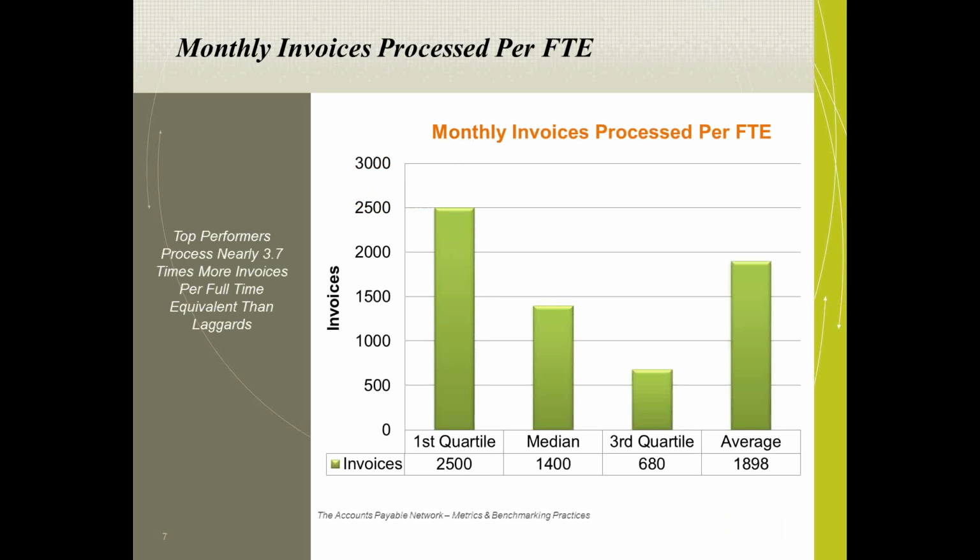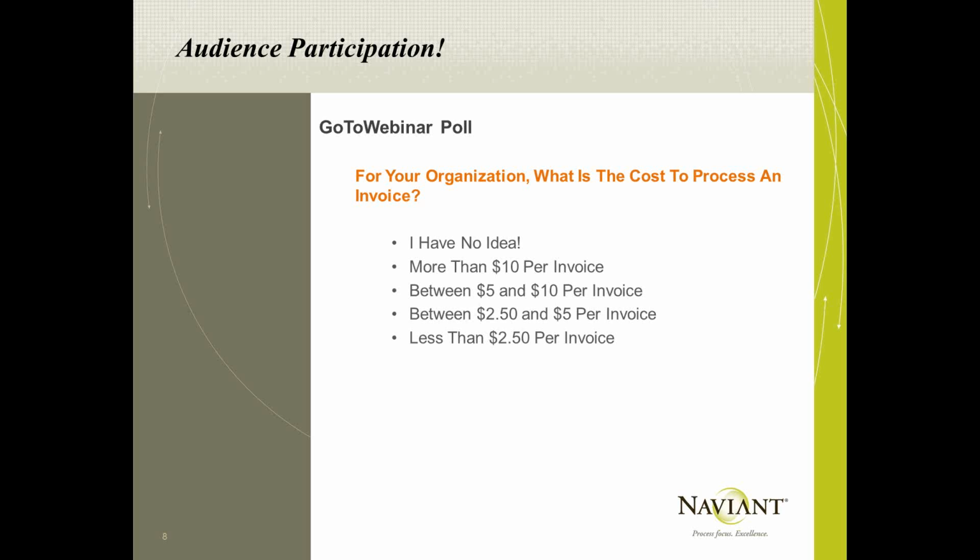Let's take a look at the survey results that came back from the Accounts Payable Network. You can see here they break things into a few different quartiles, and we're trying to follow that here. The first quartile would be those organizations considered to be best-in-class performers. The median is obviously the middle of the pack. The third quartile would be those laggards. You can see those best-in-class organizations are processing approximately 2,500 invoices per FTE on a monthly basis. Compare that to those laggards: you can see 3.7 times more invoices per month per FTE comparing those two categories. So obviously some huge improvements if you can move into that first quartile.